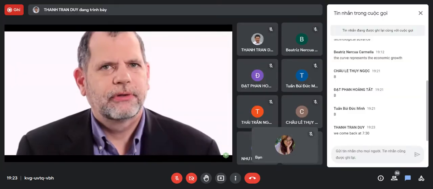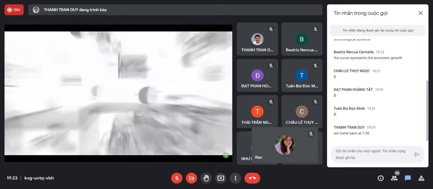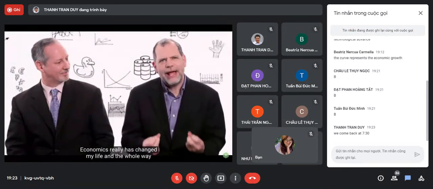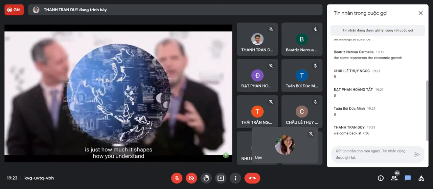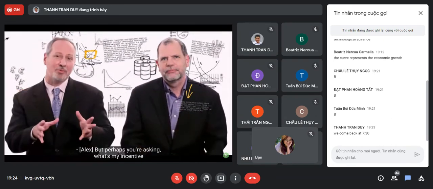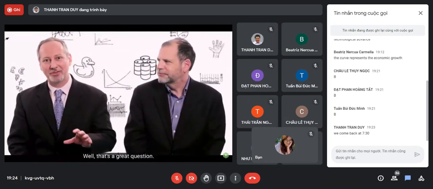I love economics. I began studying economics when I was 13, and I haven't stopped yet. Economics really has changed my life and the whole way I see the world. What's so powerful about the discipline is just how much it shapes how you understand everything around you. But perhaps you're asking, what's my incentive to learn economics? Well, that's a great question.